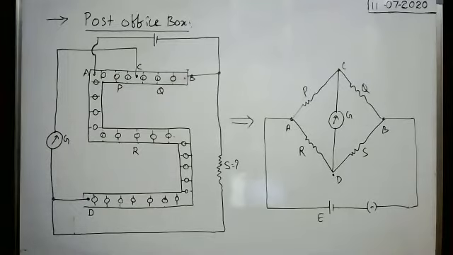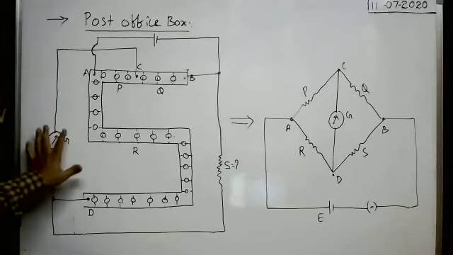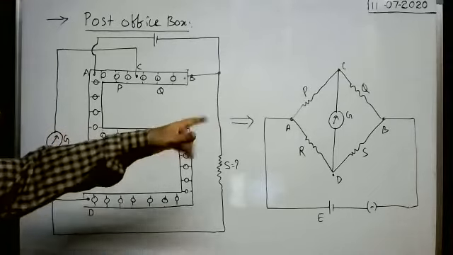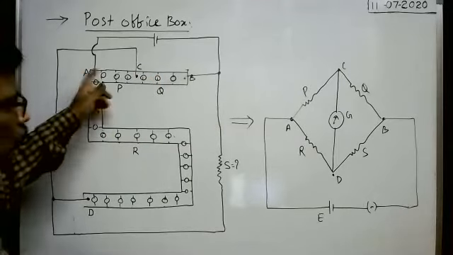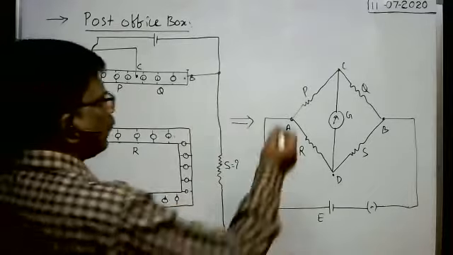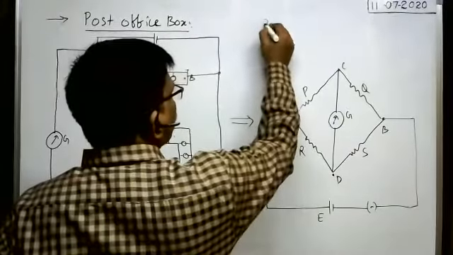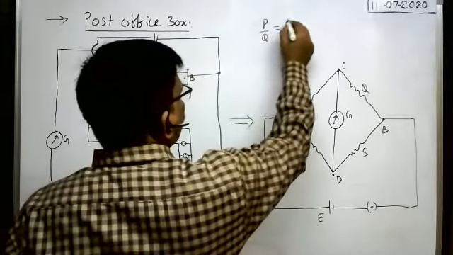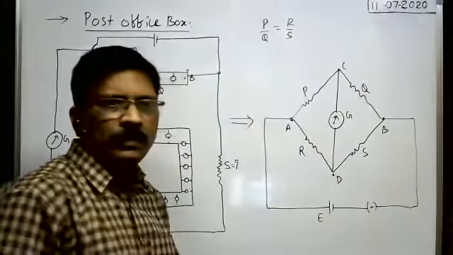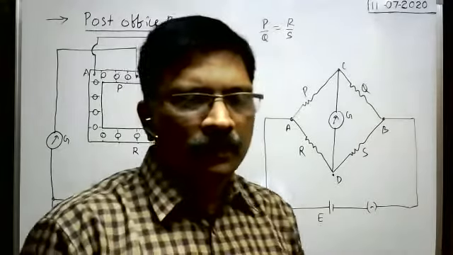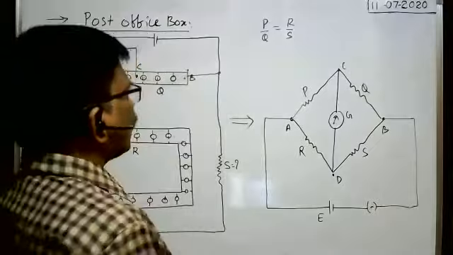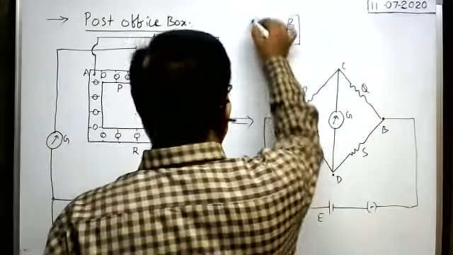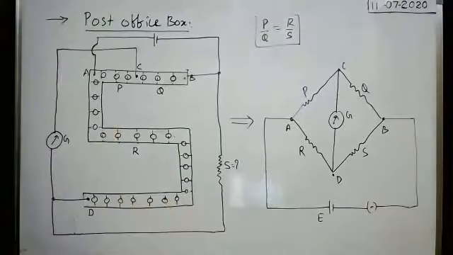You adjust the positions of the keys so that the galvanometer shows null deflection. When the galvanometer shows null deflection, you can use the Wheatstone bridge condition. Whenever the Wheatstone bridge is balanced, what is the condition? P by Q is equal to R by S. This is similar to that one. So here P by Q is equal to R by S. By using this formula, we can find the resistance of the telephone wire.